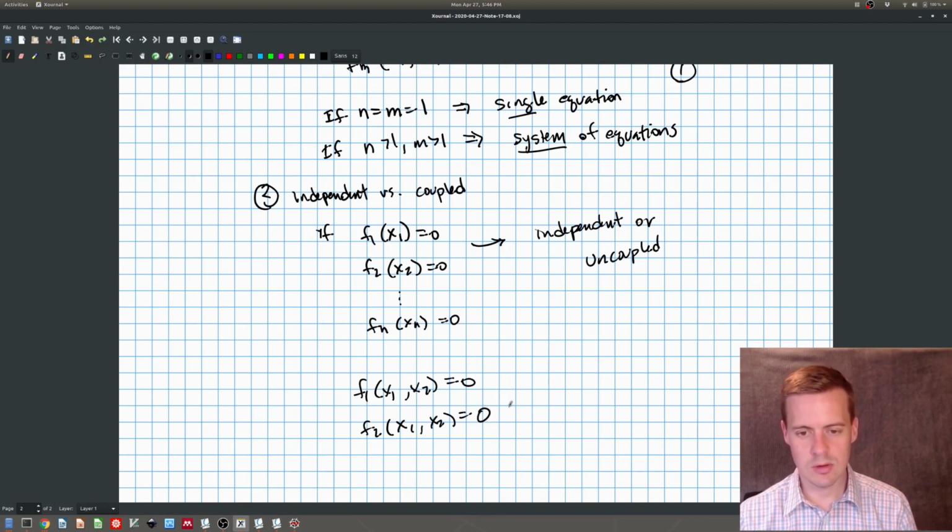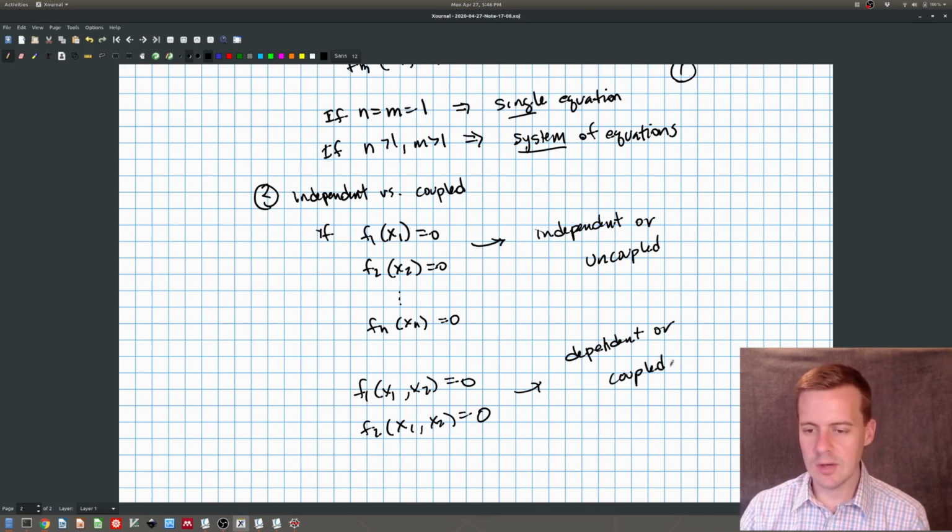Oh, lost my 0, okay? So these are not independent. They're dependent. That's the right word I'm looking for, instead of a double negative. Dependent, or coupled, okay? So just think of an example. Maybe that will help really quick to see the difference here.